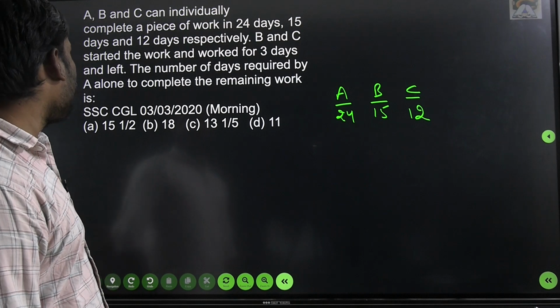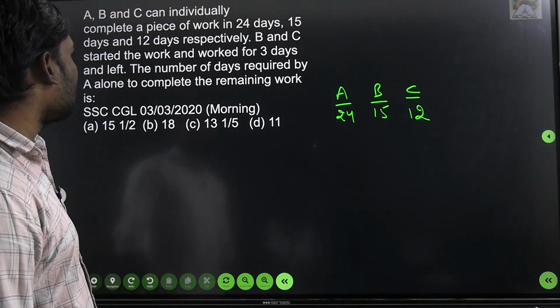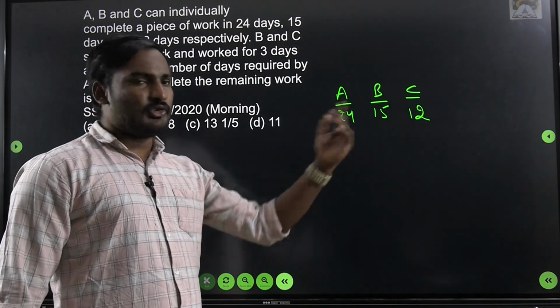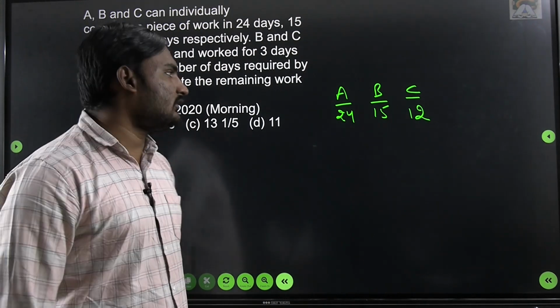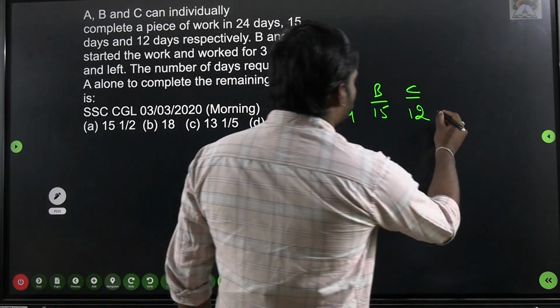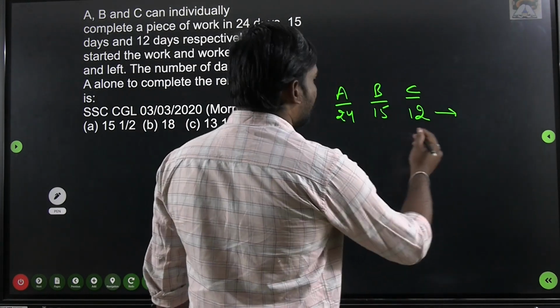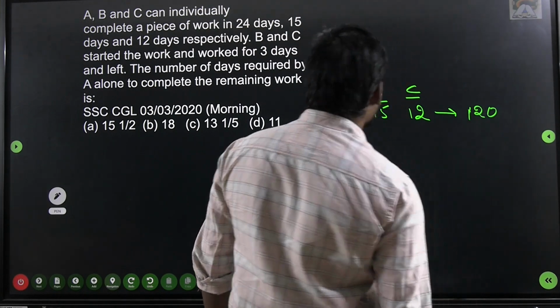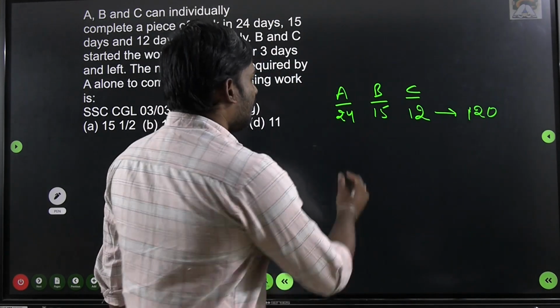Respectively, B and C started the work and worked for 3 days and left. First, B and C both worked for 3 days and left the work. Total, we will take the LCM. The LCM is 120. Let us assume 120 parts.